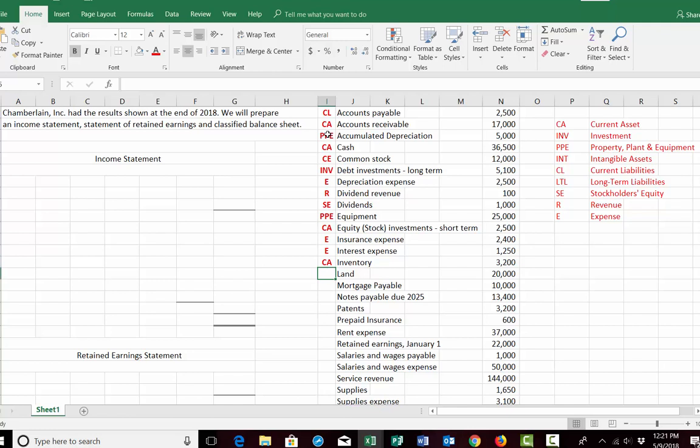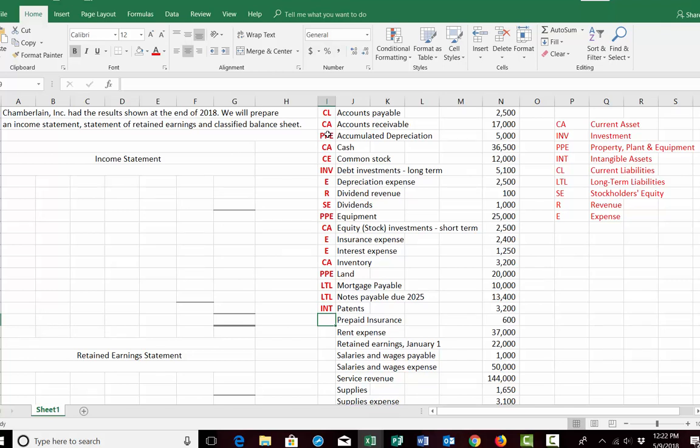Land is part of property, plant, and equipment. A mortgage payable, remember, payables are liabilities, and a mortgage is generally, unless you're told otherwise, a long-term liability. Notes payable, also a long-term liability because they're not due until 2025. Patents, hopefully you remember, are an intangible asset. Patents are rights that you have to sell a product.